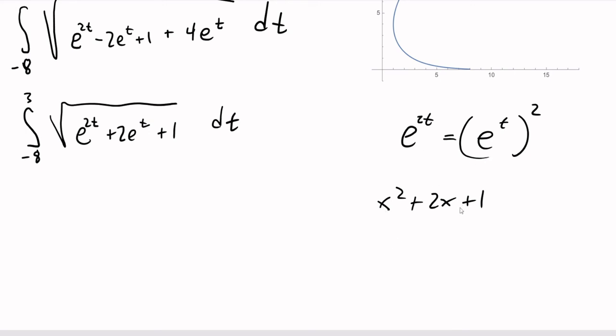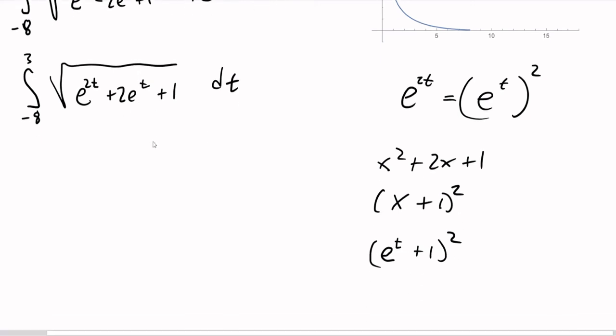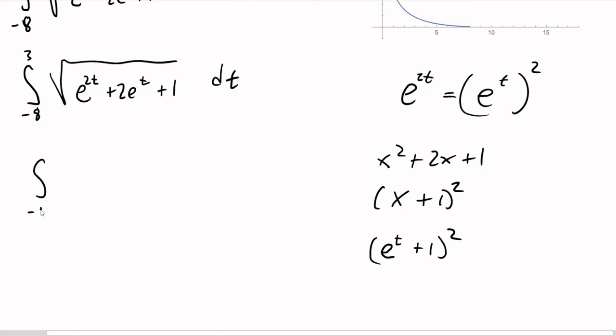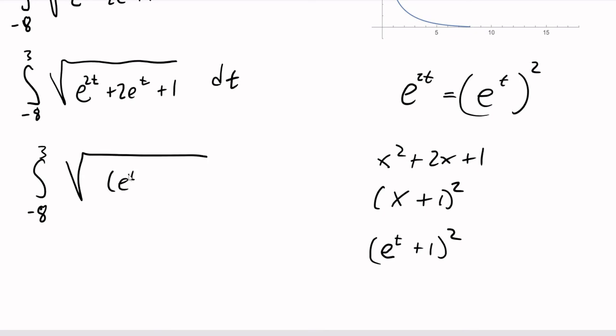So we know that we can factor this into (x plus 1) squared. So we can factor this into (e^t plus 1) squared. If you don't believe it, multiply this out, you're going to get this. I know, your mind may have just been blown. Maybe not, maybe you've seen this before. So (e^t plus 1) squared dt. Look at this, square root, bye-bye. The integral from -8 to 3 of e^t plus 1 dt.